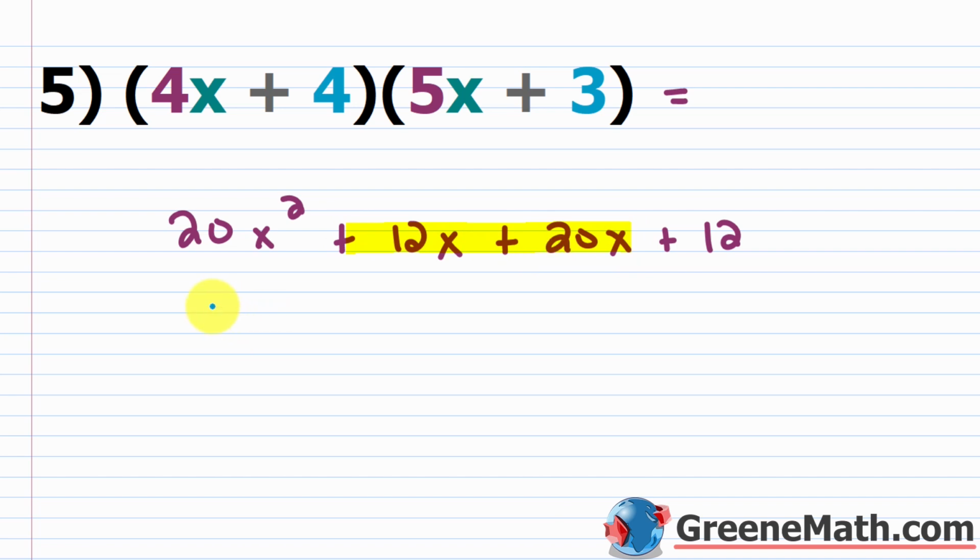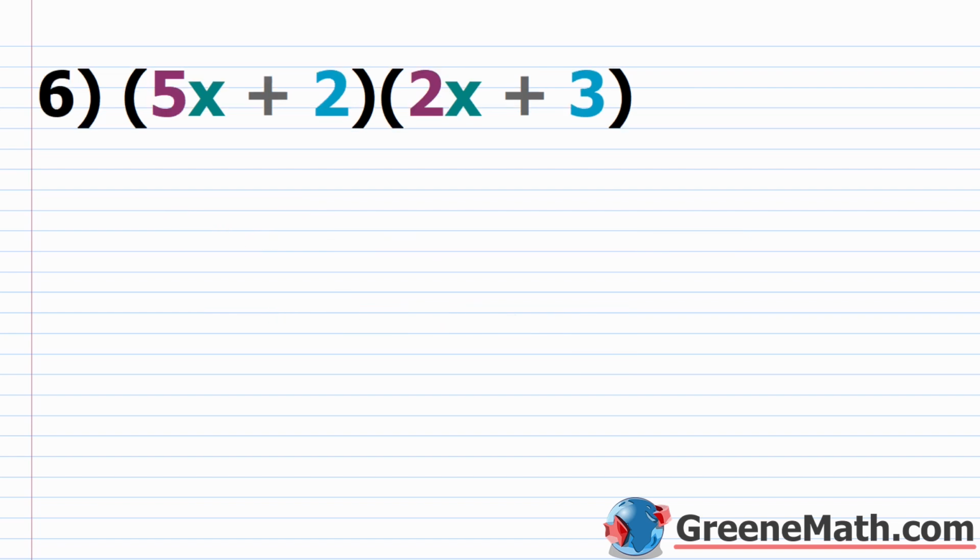And what we're going to get, let me put equals here. You'll have your 20x squared. And then we have 12x plus 20x. So 12 plus 20 is going to give me 32. So plus 32x. And then lastly, we're going to have plus 12 here. So my answer here is 20x squared plus 32x plus 12. No more like terms to combine, so this is as simple as we can make it.